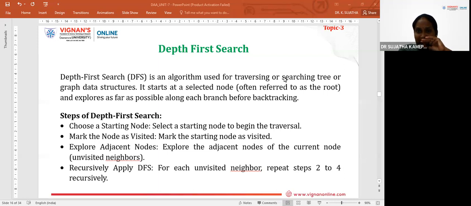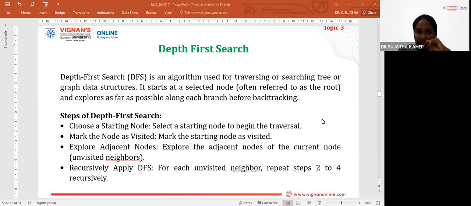The main idea of DFS is to go as deep as possible along each branch before backtracking. So it goes to the depth of the graph. That's why we call this depth first search. It uses the stack data structure to keep track of vertices which are to be visited next. This algorithm follows a last in first out approach, which is typically implemented using recursion or an explicit stack data structure.